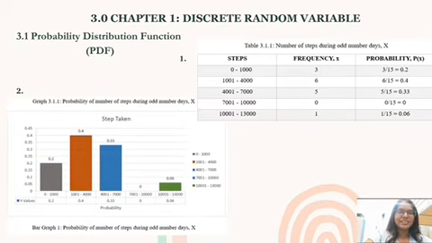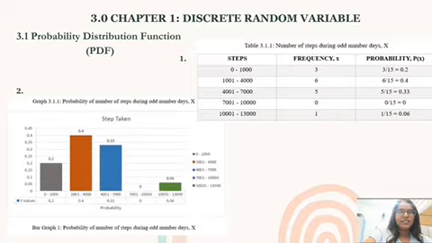Chapter 1. Discrete random variable, probability distribution function. The table shows the number of steps during odd number days, which is x. Before we start our calculation, we need to separate all the data which we collected into 5 classes. The next step is to find the frequency, and then the next step is to find the probability value. We can use the frequency over total frequency formula to find the probability value.